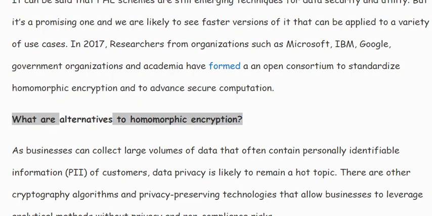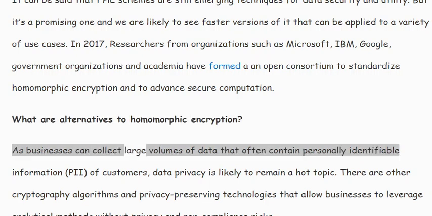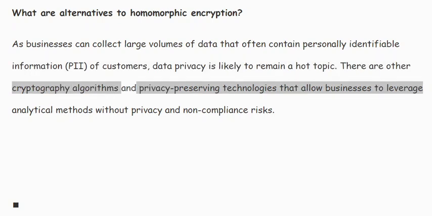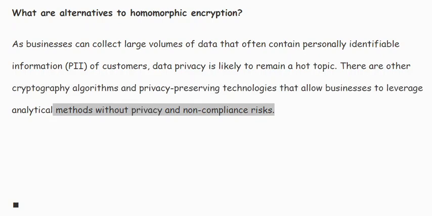What are alternatives to homomorphic encryption? As businesses collect large volumes of data that often contain personally identifiable information, PII, of customers, data privacy is likely to remain a hot topic. There are other cryptography algorithms and privacy-preserving technologies that allow businesses to leverage analytical methods without privacy and non-compliance risks.